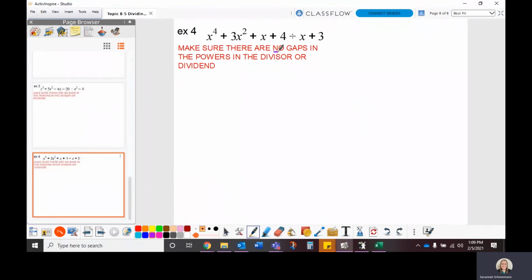All right, remember, we need to make sure there are no gaps. But I see a gap here because we go from x to the 4th to x squared. So when we are writing out our division problem, we're going to have our x plus 3 because there's no gaps there. We're going to do x to the 4th. And then we have to do plus 0x cubed in order to fill that gap. And then do plus 3x squared plus x plus 4.